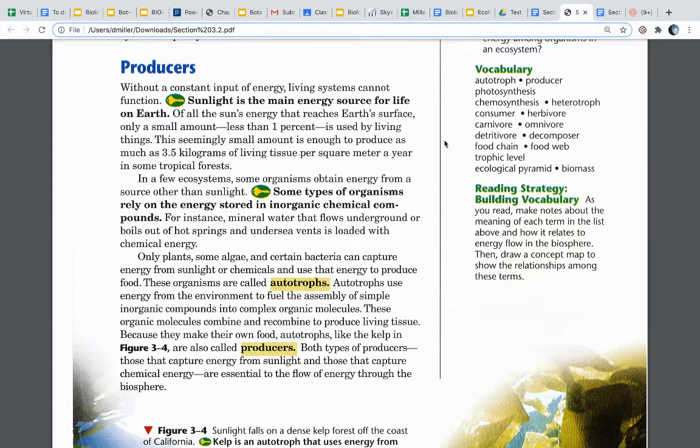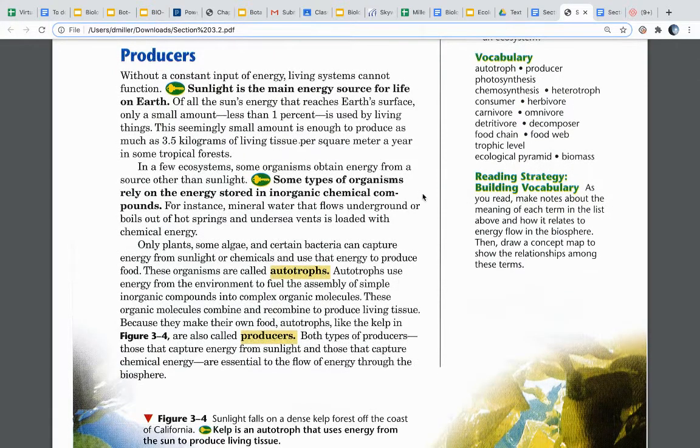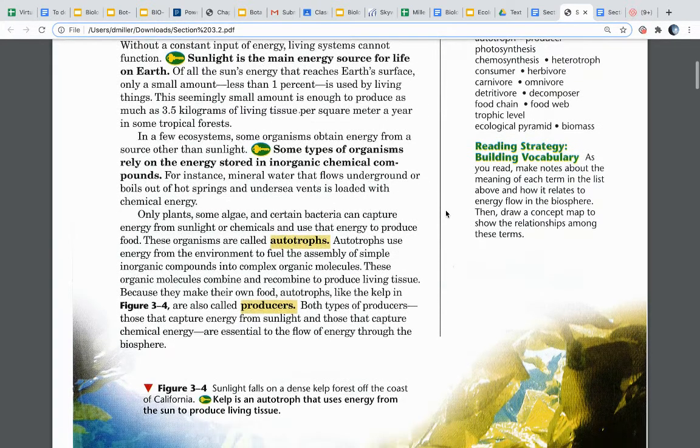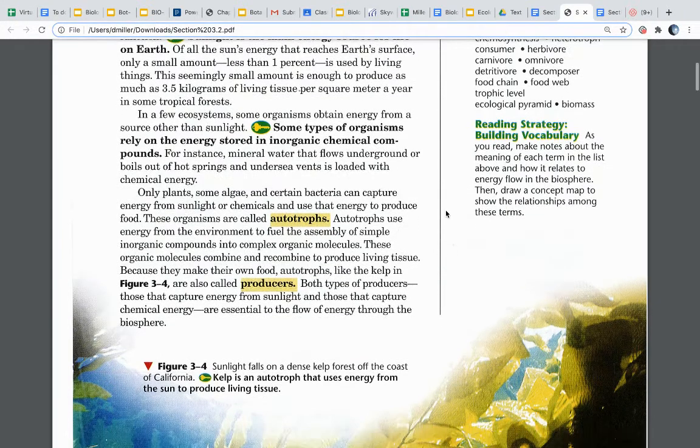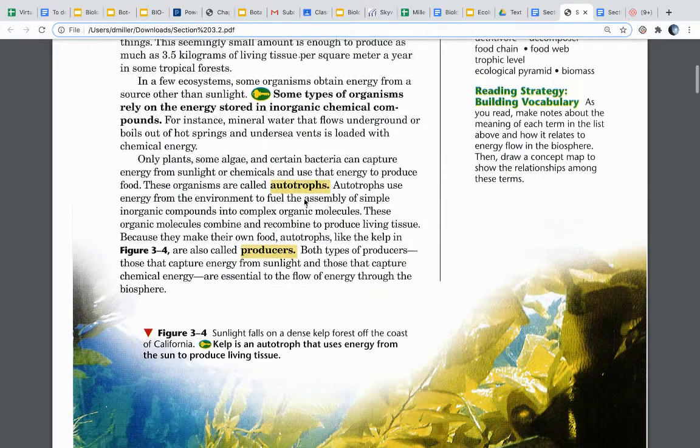In a few ecosystems, some organisms obtain energy from a source other than sunlight. Some types of organisms rely on the energy stored in inorganic chemical compounds. For instance, mineral water that flows underground or boils out of hot springs and undersea vents is loaded with chemical energy. Only plants, some algae, and certain bacteria can capture energy from sunlight or chemicals and use that energy to produce food. These organisms are called autotrophs.